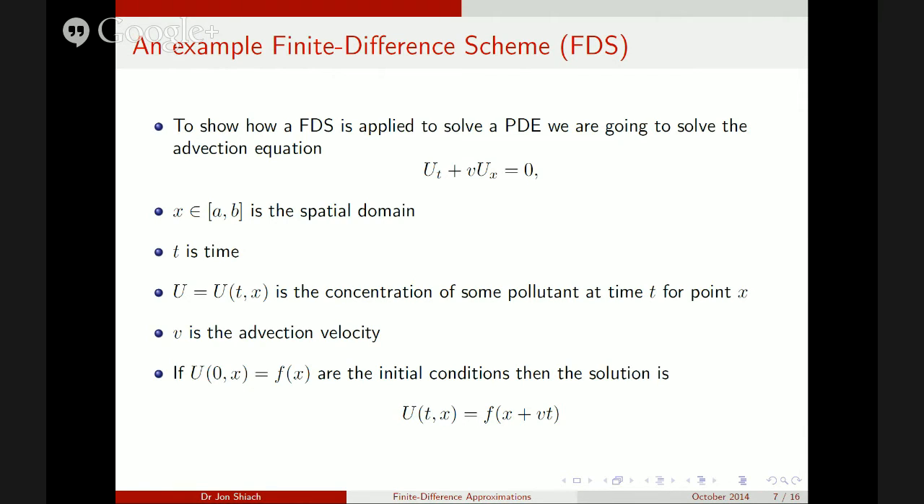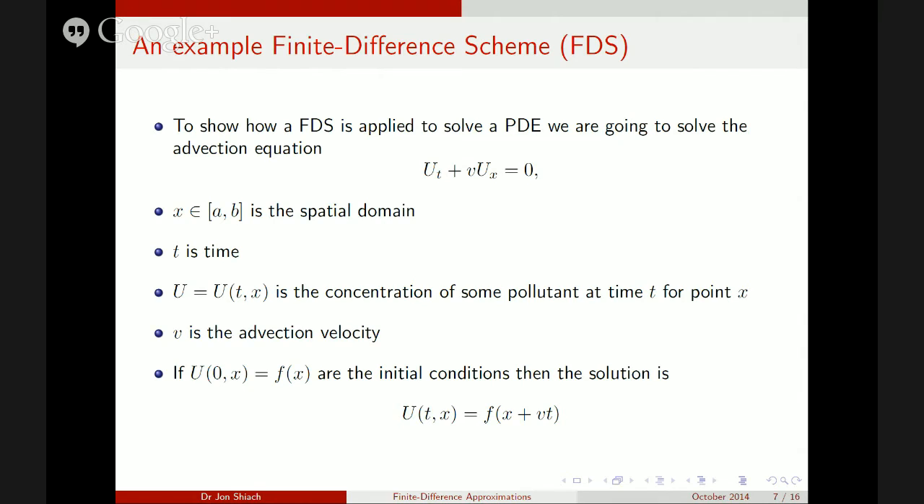u is a concentration of some pollutant. So think of it like a river. If you've got a river and you put some pollutant in the river, that's going to travel down the river. If the velocity of the river is measured as v, you could then model what's going to happen to that pollutant. v is the advection velocity.